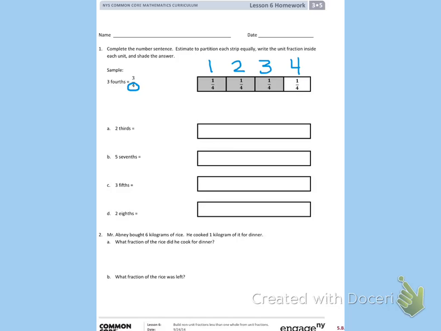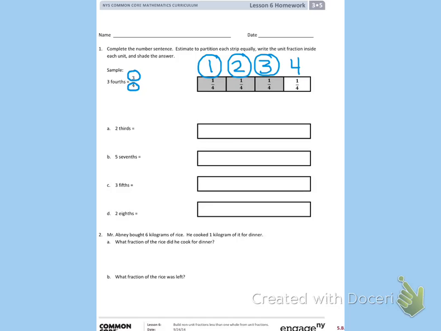If you look at the strip again, you can see that there are 1, 2, 3 parts that have been shaded. That's what this 3 represents. The 3 on the top of the unit fraction represents the 3 equal parts that have been shaded. So, looking at the strip as a whole, 3/4 of the strip has been shaded.